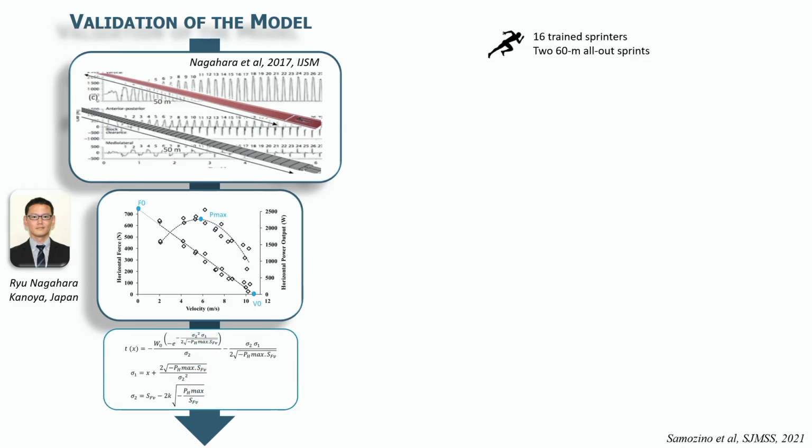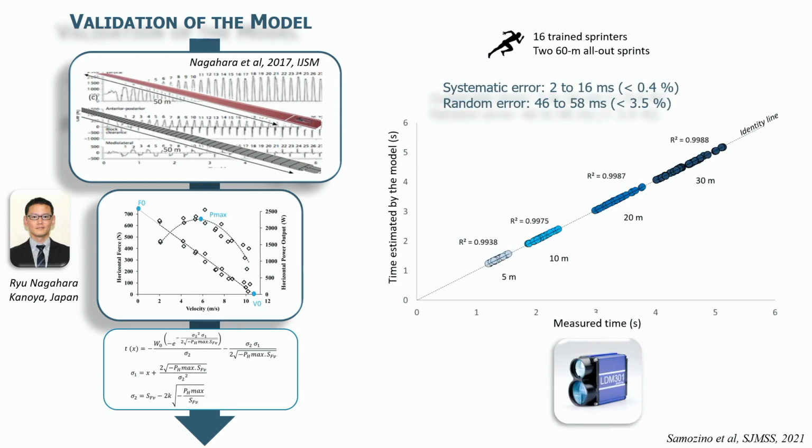We enter these values in the equation, and we estimate the time for different distances. In parallel, we measure the time with a laser device, and we compare the time estimated by the equation and the measured time. We observe a very low difference between both, less than 3% between the estimated time and the measured time. So what you have to keep in mind is that we can be confident in this equation.